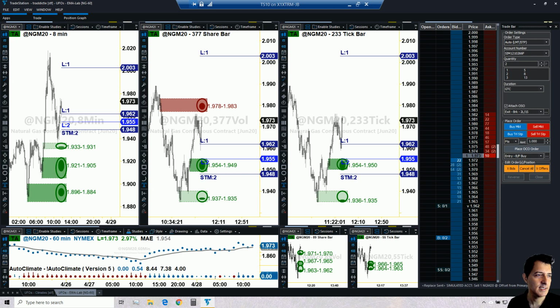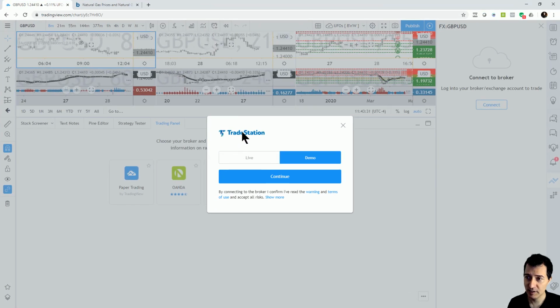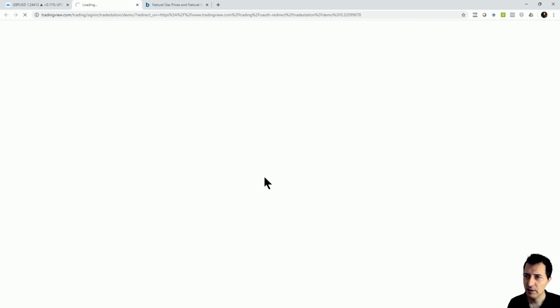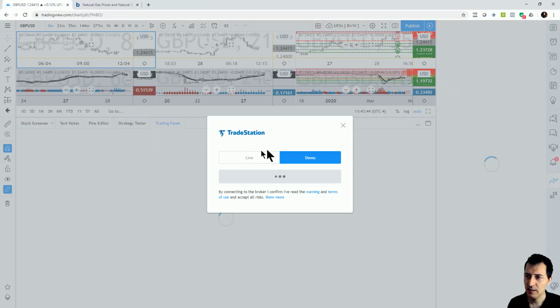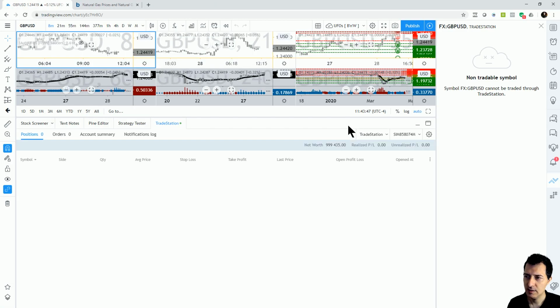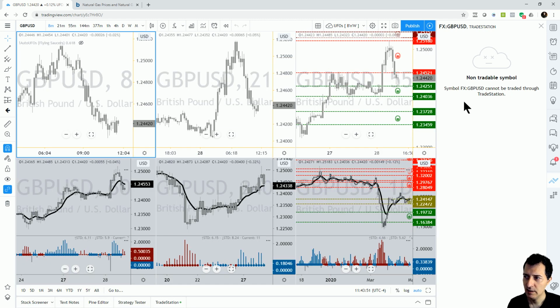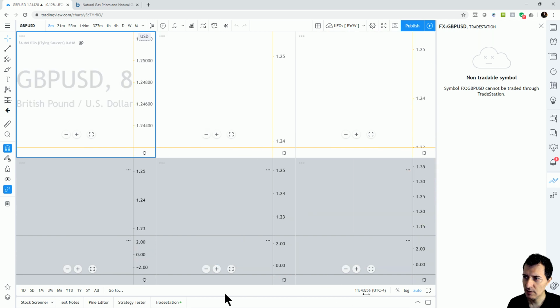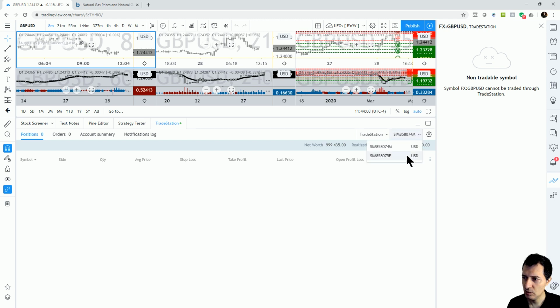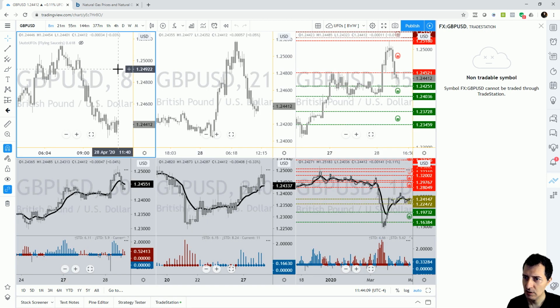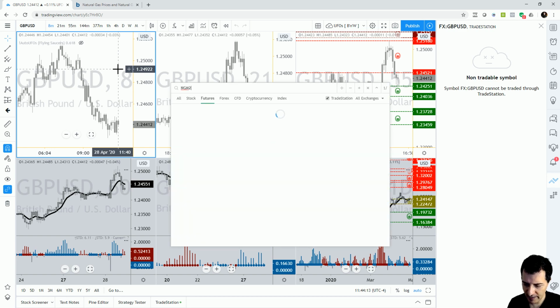Here we go. So you can see now, I am now connecting to TradeStation, as you can see. I didn't have TradeStation before. Now I do. Okay. So I'm just gonna go with it. Here we go. So now I am connected to TradeStation. But I do need to use the right account. So I need to use the futures account. And the moment I use the futures account, then I will be able to use NGM 2020.